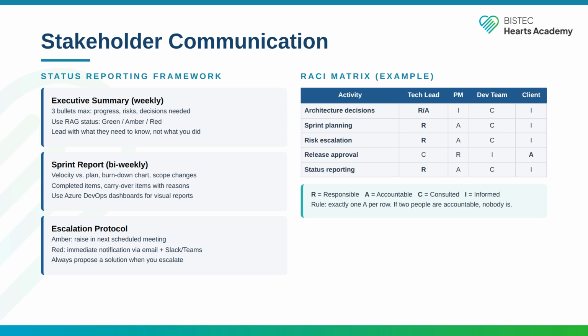The critical rule is this, exactly one A per row. If two people are accountable for the same decision, nobody is. Looking at the example on screen, for architecture decisions, the tech lead is both responsible and accountable. For release approval, the client holds accountability. Getting this wrong is how decisions stall and ownership becomes unclear.